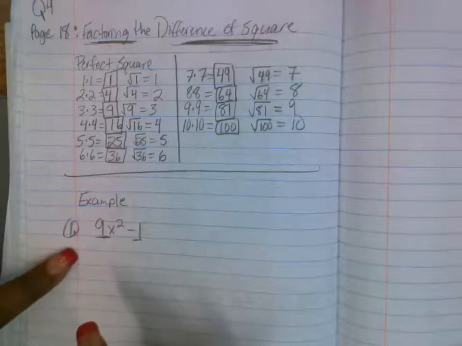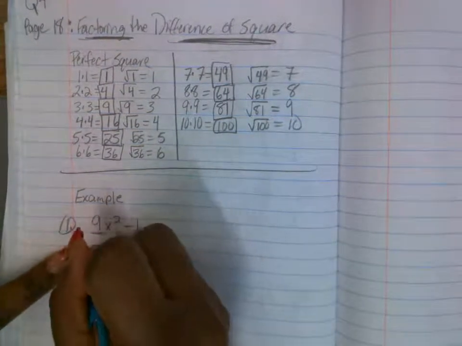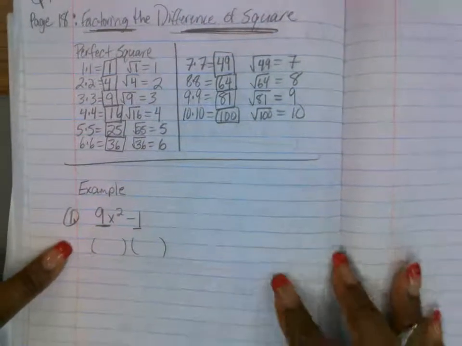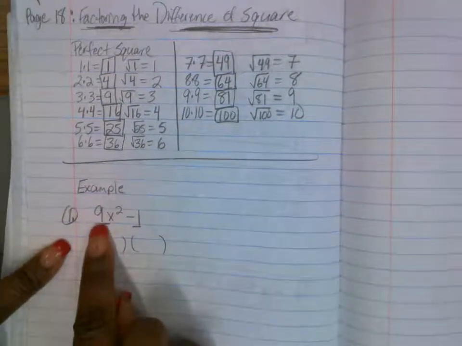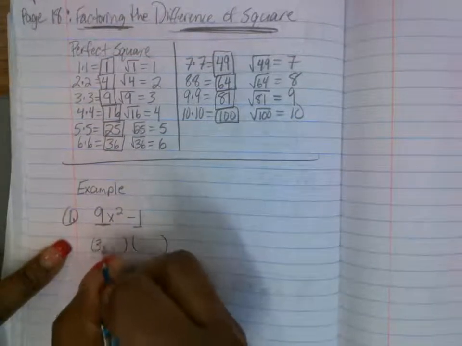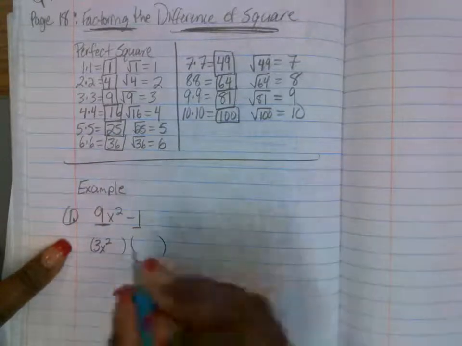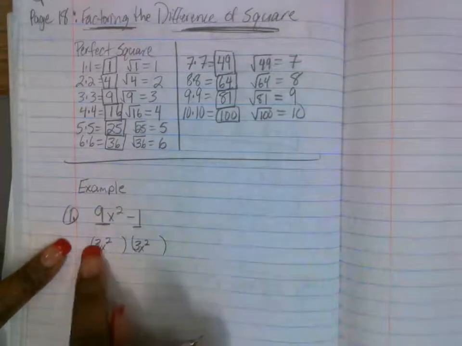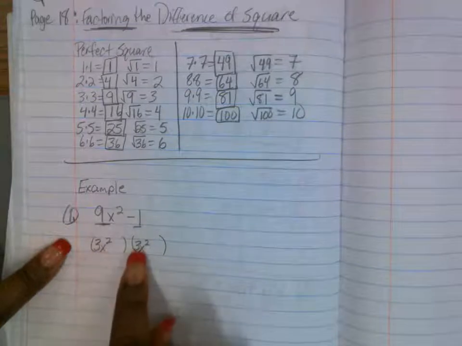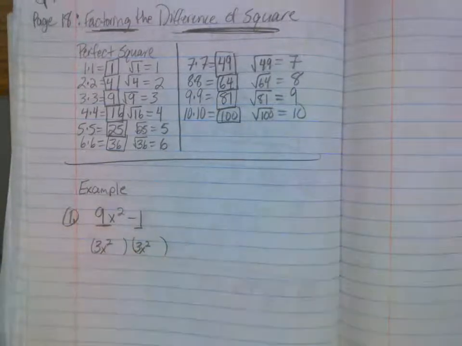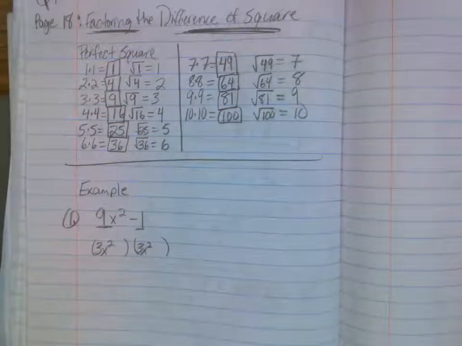All right, so this is how you factor that. You're going to have 2 binomials, and the square root of 9x squared is 3x. You're going to put 3x in both parentheses so that when you multiply 3x times 3x, that gives you that 9x squared. Any questions about how I came to that conclusion?